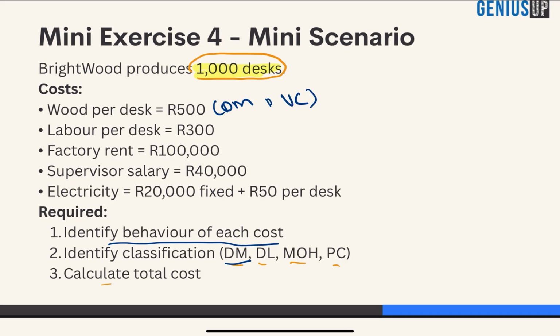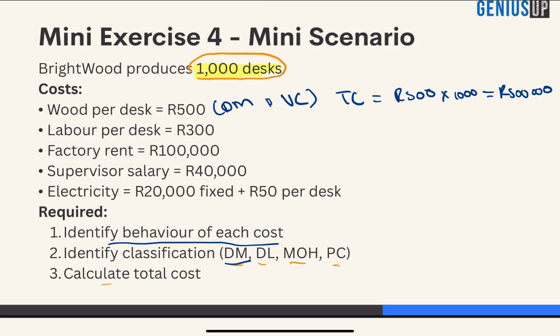It's a variable cost. Why? Because the more we produce, the more wood we need. Therefore, the cost is directly proportional to the activity. So if we don't produce anything, we don't need any wood. But if we produce more, we need more wood. So this is a variable cost. So if I were to calculate the total cost for this one, if the cost per desk is 500, that means if I produce 1,000 desks, I'll need to spend, how many zeros? 1, 2, 3. I think it's 500,000. Why? Because the more I produce, the more the cost increases. This is a variable cost.